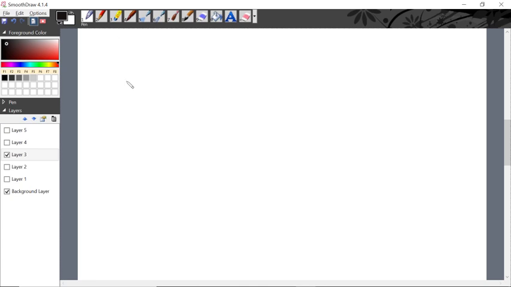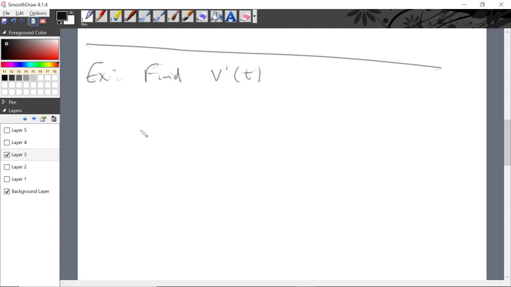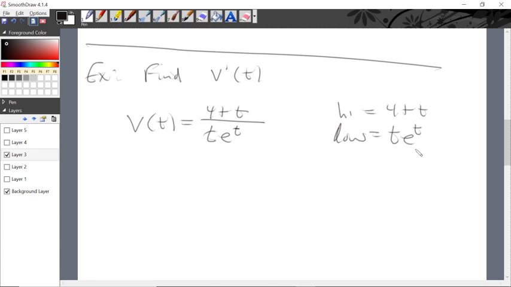Let's try that. So for letter J, it's find v prime of t, where v of t is equal to 4 plus t over t e to the t. So we have the high function is 4 plus t, the low function is t e to the t. Okay, and so we start with a quotient rule. Low d high minus high d low. Don't forget the square below.